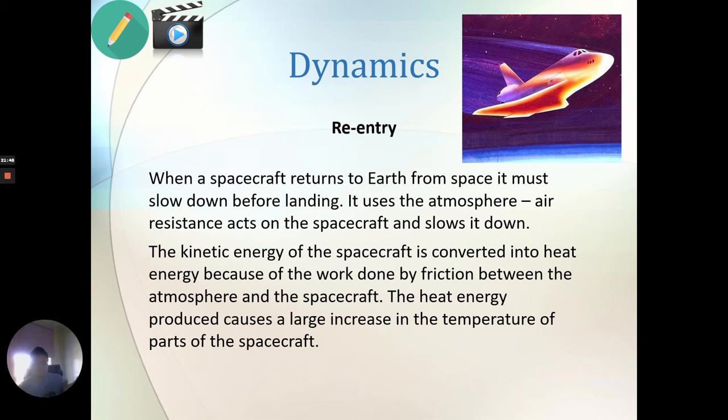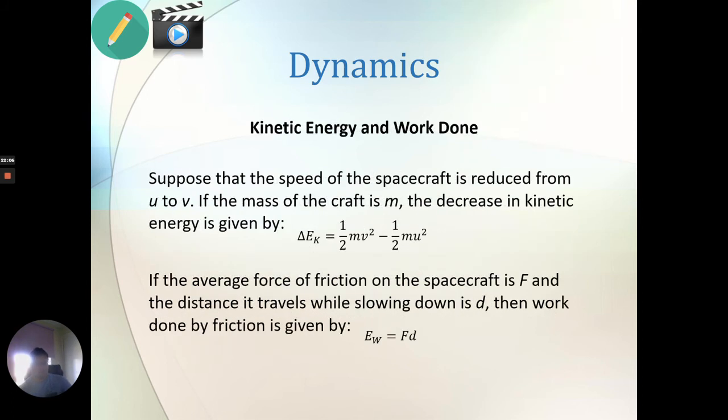We can do the calculations individually. We could find out what the kinetic energy is of the spacecraft before it starts to use the atmosphere to slow down, and after it used the atmosphere to slow down, find the difference between them, and we found the change in kinetic energy. That's, in fact, what this equation here is showing. Delta EK, the change in kinetic energy, is equal to half mv squared minus a half mu squared. Basically, v squared is the final speed, minus u squared is the initial speed.